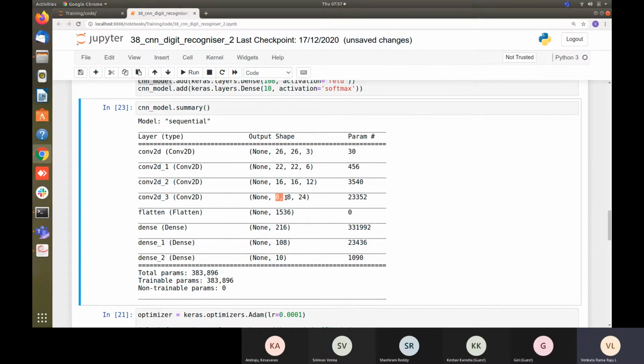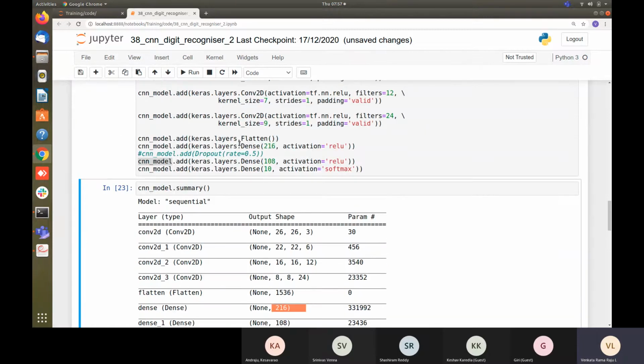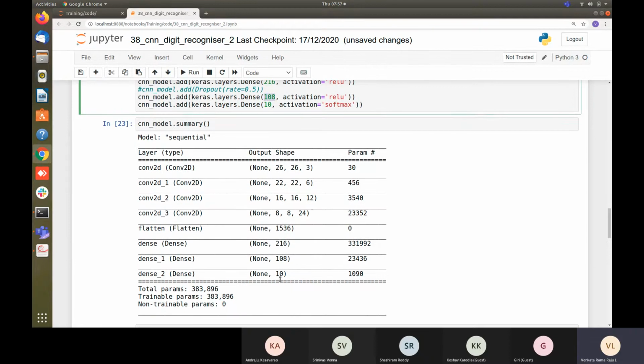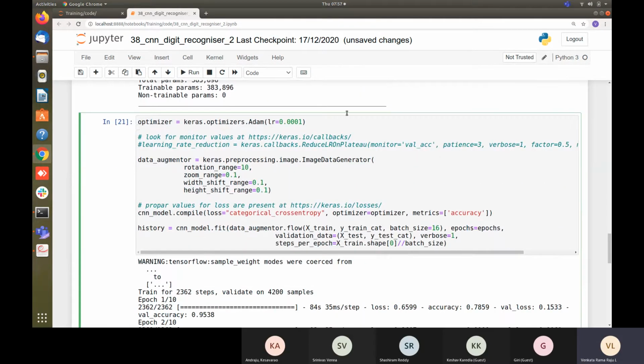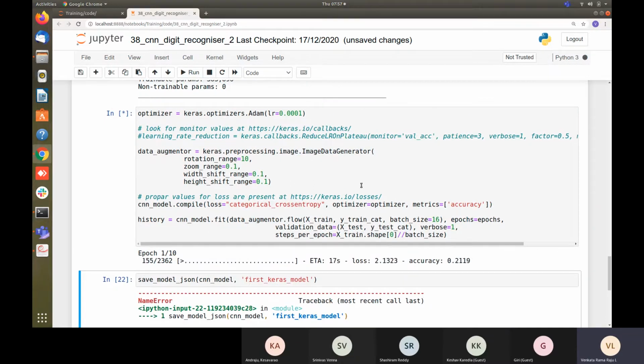And now we flattened it. Flattening is nothing but 8 by 8 by 24. That many it will come. Then I added a 216 dense layer, a 108 dense layer, and a 10 dense layer, and I used the Adam optimizer. Here I am using ImageDataGenerator. I'll explain this in a moment. Let me execute that. It's taking a bit more time. How many epochs have I kept here?